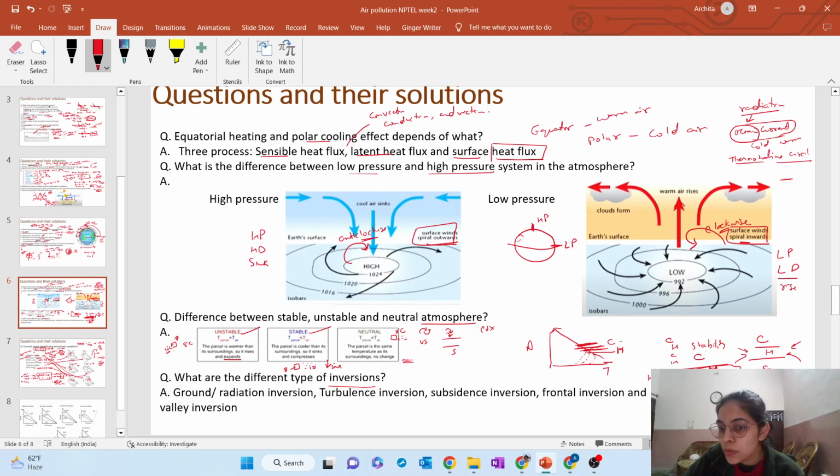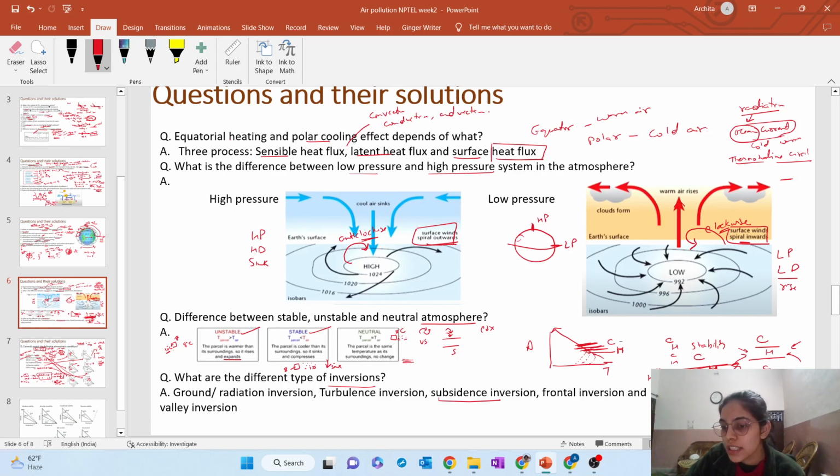So these plumes will try to disturb the above and below layer, but because they become this sandwich sort of structure, there is no movement in the downward direction and the upward direction. That is subsidence inversion. Okay, frontal inversion is that, let's say this is land and this is sea.